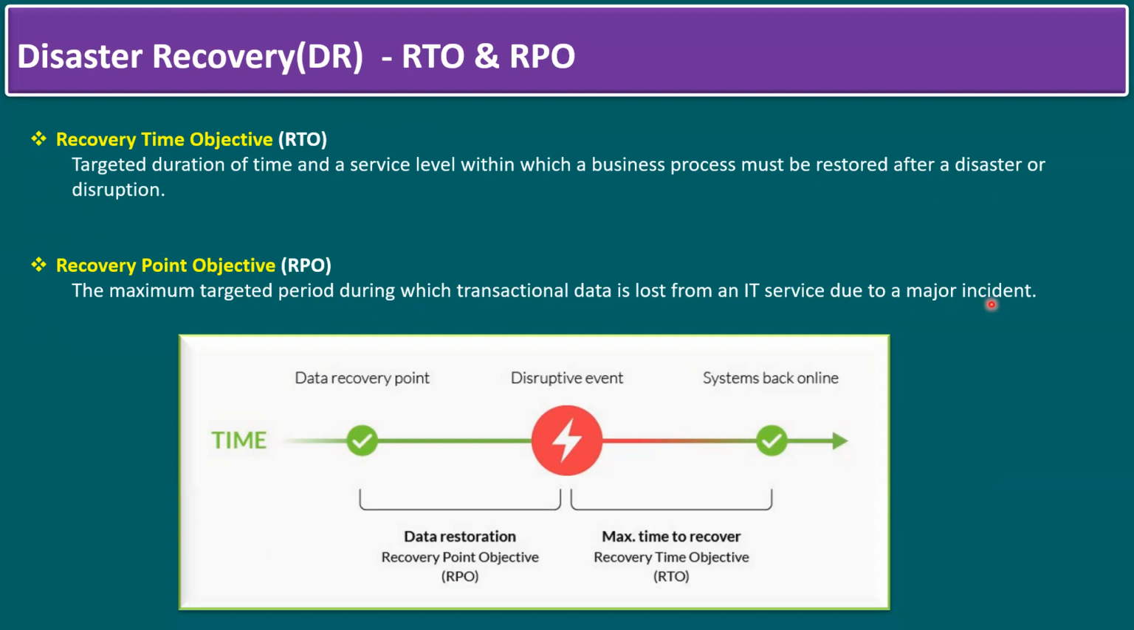Suppose if you notice this diagram, there is an actual disruptive event that happens, for example, at 9 o'clock in the morning, and the data recovery point, that means the actual time of data restoration, the recovery point objective, until what time we are able to restore our data. And for the system back online, how long will it take, the max time to recover? So how long will it take to recover our data? Whatever recovery point we have, that is referred to as the recovery point objective. And recovery time objective means the maximum time to recover.